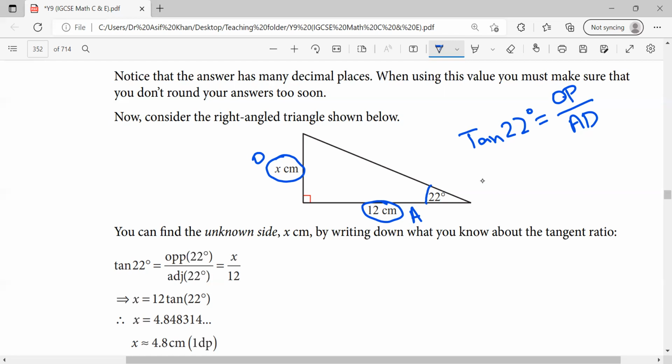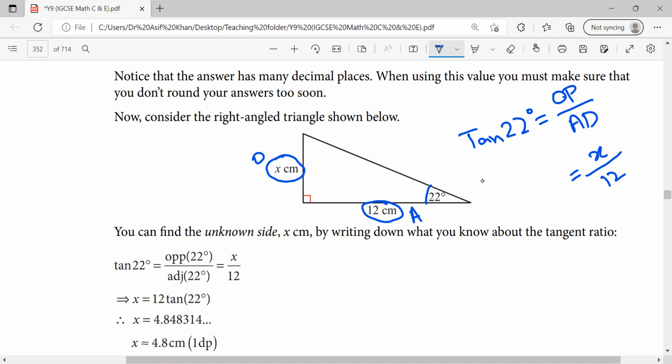What is the opposite side here? X. Opposite side is x. Adjacent side, Abdullah? 12. Adjacent side is 12. And what is the value of this tangent 22? You have a calculator. You can do it all together also.